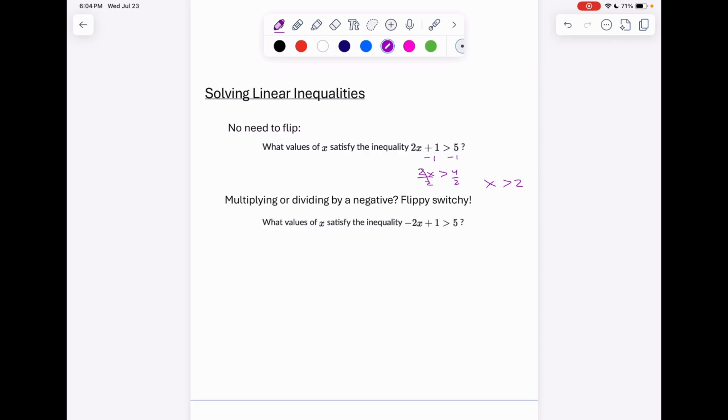Now for this guy here, what value of x satisfies the inequality negative 2x plus 1 is greater than 5? If I subtract 1 from both sides here, I'll get negative 2x is greater than 4. But now in order to isolate x, I'm going to have to divide by negative 2. And when I multiply or divide by a negative, I have to flip the direction of my inequality. So I'll end up with x is less than negative 2.